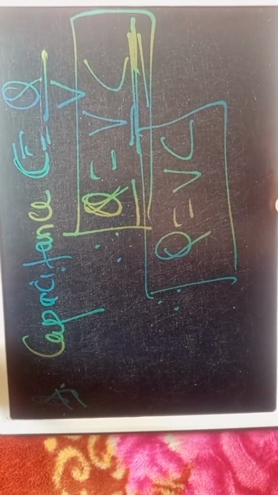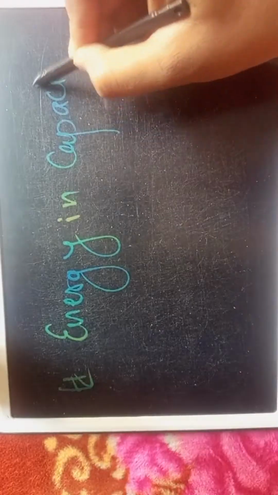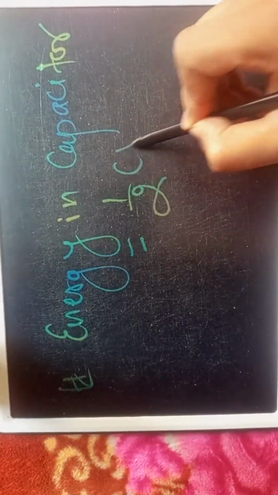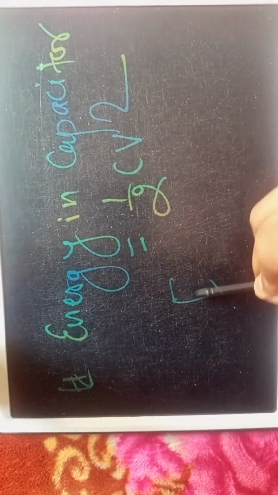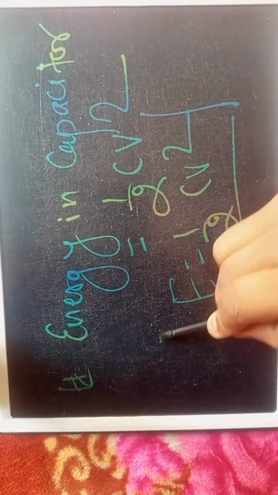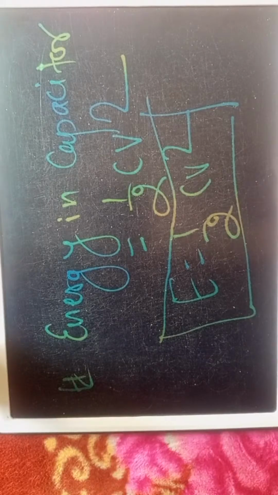Another most important question: energy in capacitor. What is the formula of energy in capacitor? E is equal to half CV square. This is the most important question. Energy in capacitor E is equal to half CV square.